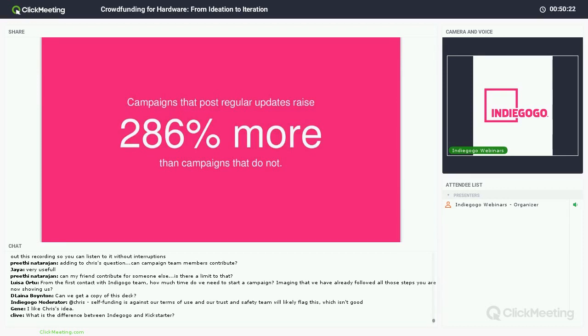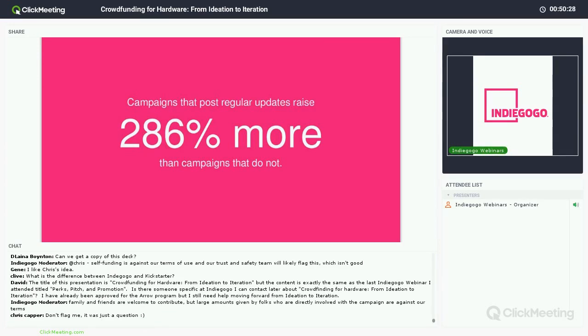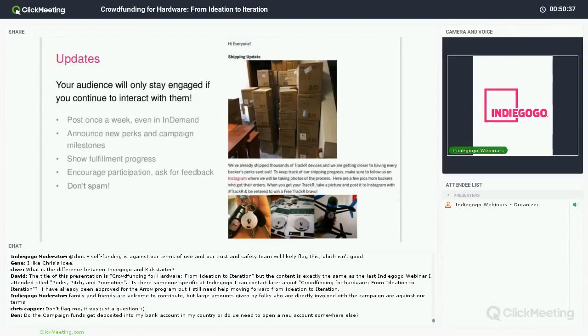Remember, crowdfunding is not just about selling products. It's about engaging people and having them be a part of your story. And by continuing to update them, they feel like they're a part of your story. It's really important. Your audience will only stay engaged if you continue to update them. So this says post once a week. We say once or twice a week.